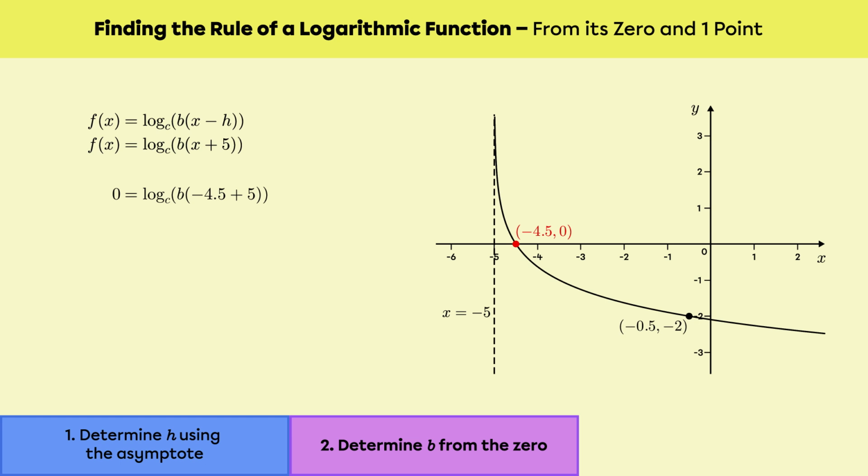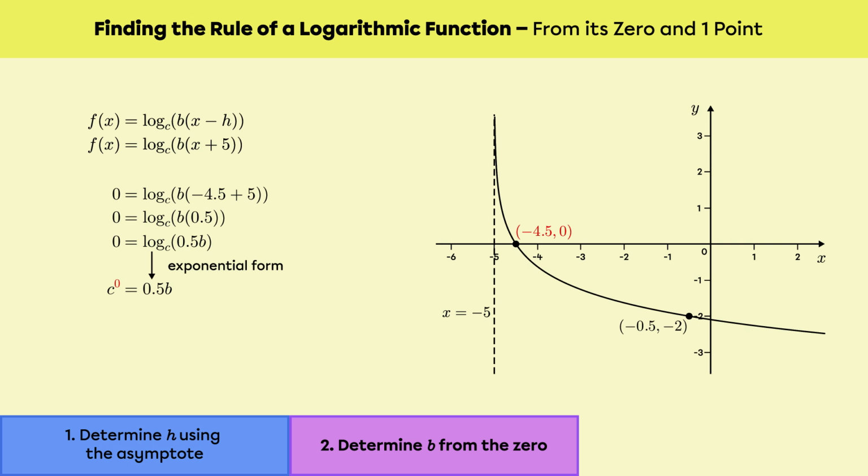Simplify the equation starting with the brackets. Negative 4.5 plus 5 equals 0.5. b times 0.5 is 0.5b. Convert the equation to exponential form. c to the power of 0 equals 0.5b. It's important to note the exponent 0.